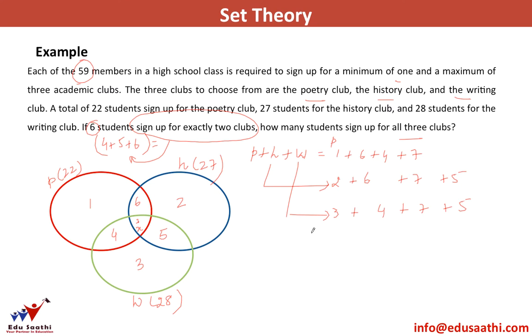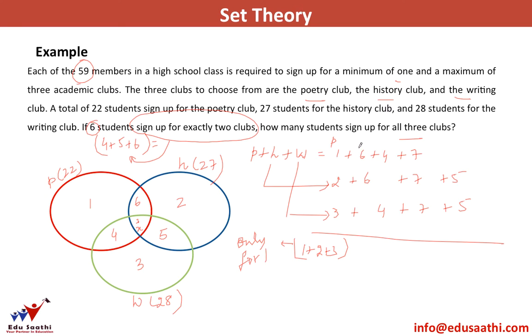If I add all these regions, I will get 1 plus 2 plus 3. They occur only once. So this gives me students who have signed only for one club. Only for one. It might be anyone. So 1 represents only poetry here, 2 represents only history here, and 3 represents only writing here.